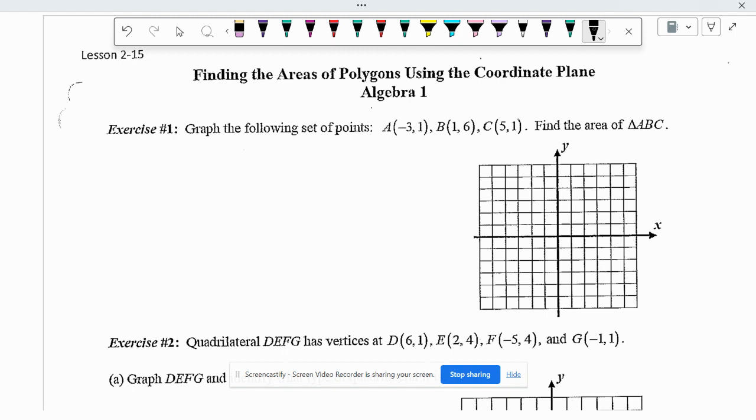Number 1, point A is the ordered pair negative 3, positive 1. Go ahead and plot that point. Point B is the ordered pair 1, 6. Plot that point and label it. And point C is the ordered pair 5, 1.